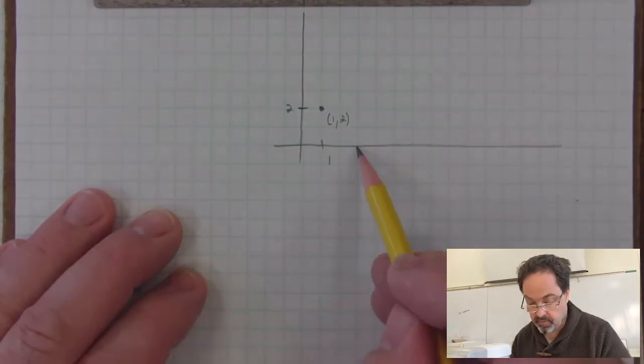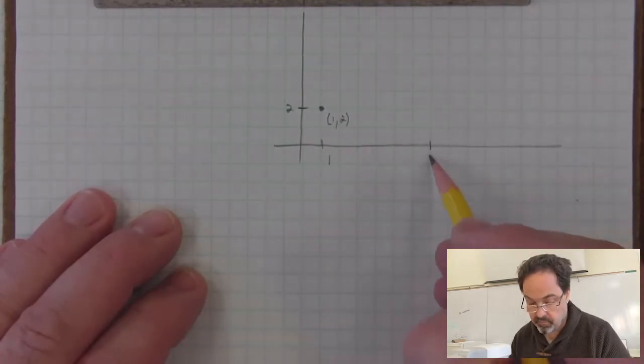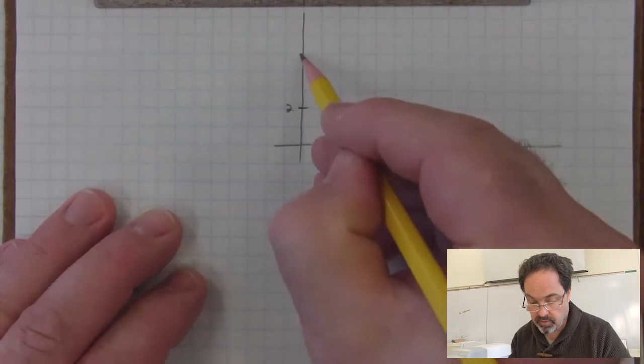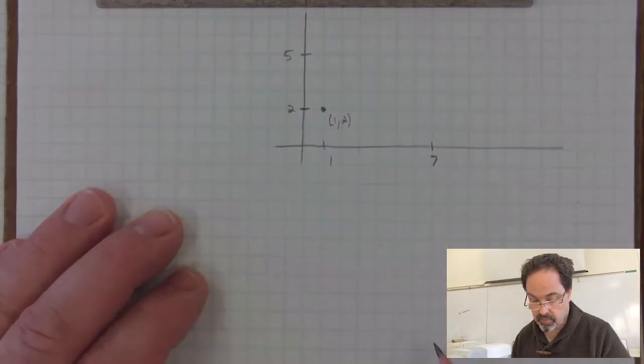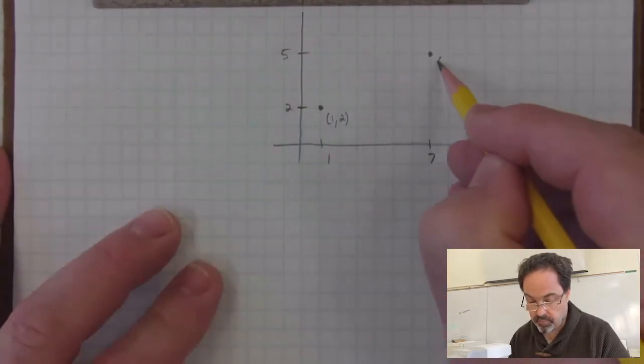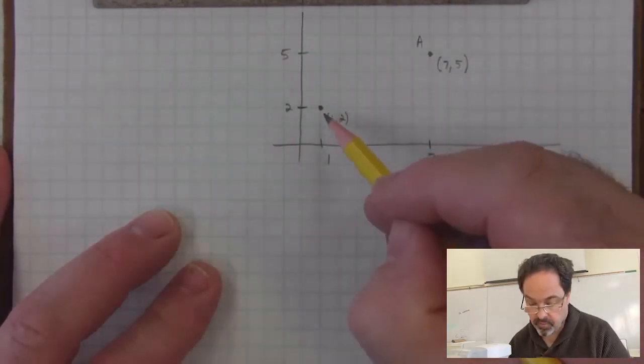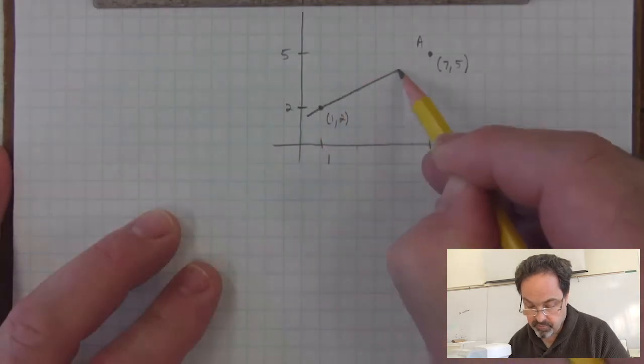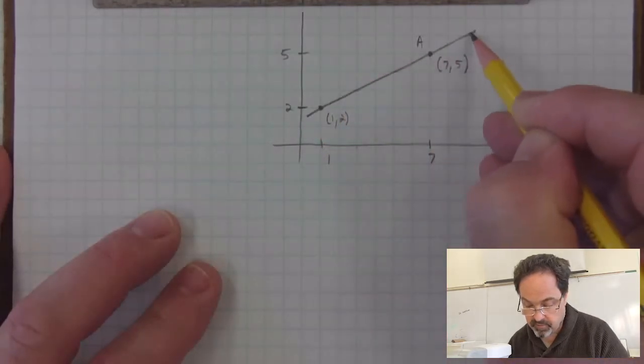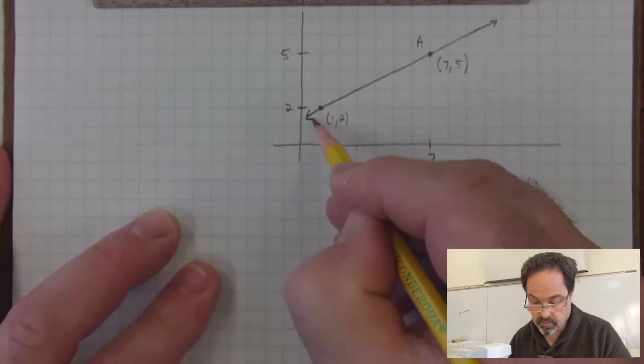I'm going to find where x equals 7 and y equals 5 and plot a point whose coordinates are 7, 5. I'm going to call this point A. I'm going to draw the line between these 2 points and show that it extends in both directions.